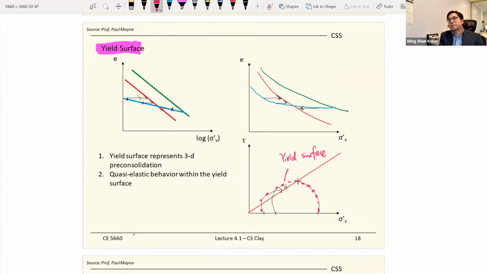So critical state soil mechanics lays down the framework that allows us to develop the yield surface for different types of soil. Soil type number 1 has a yield surface that is very different from the yield surface of the second type. And it gives you a 3-dimensional dependency on the void ratio, the stress, and also the shear stress.